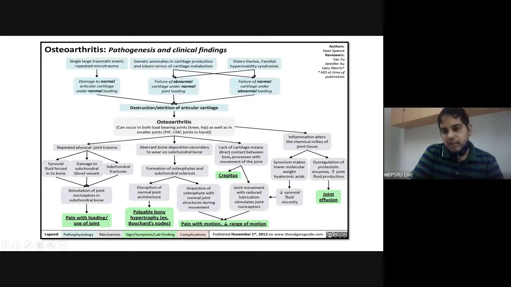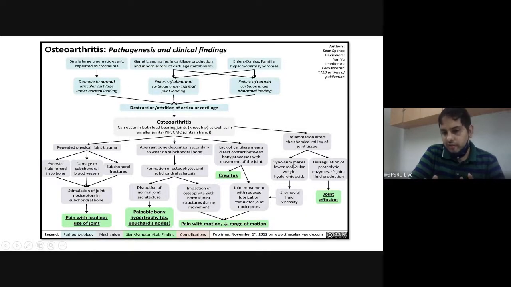Crepitus will happen; lack of cartilage means direct contact. Crepitus means when a person moves the joints, a sound comes. A jerky sound, when the person is getting up or sitting down, when a sound comes, that we call crepitus. Joint movement with reduced lubrication stimulates joint nociceptors, so of course it will result in pain.